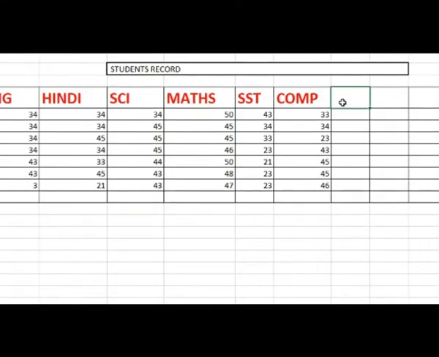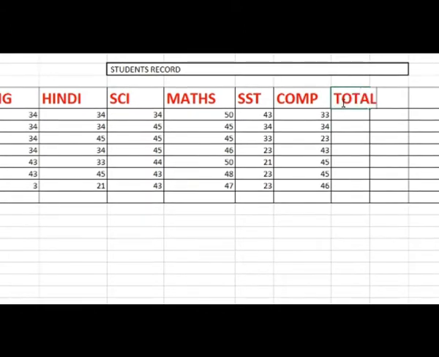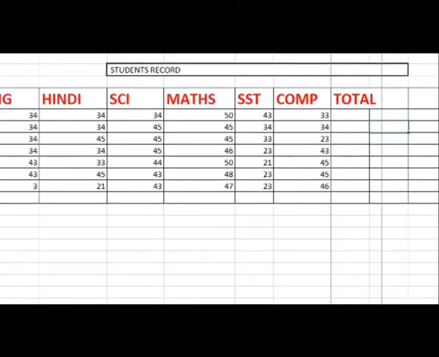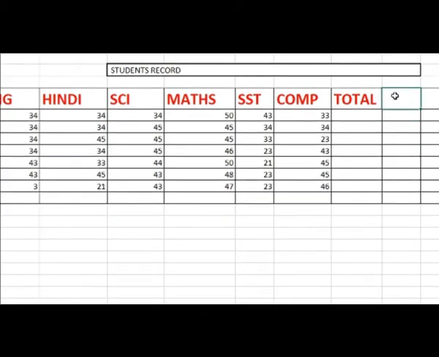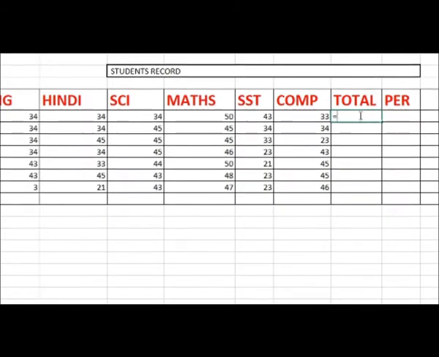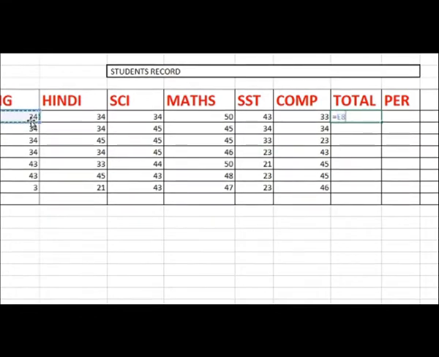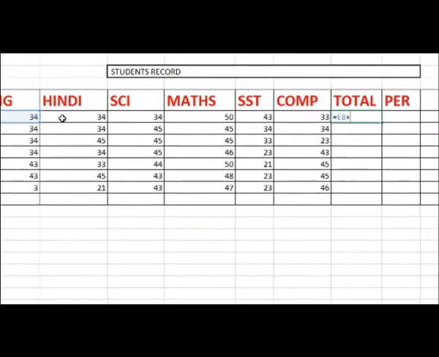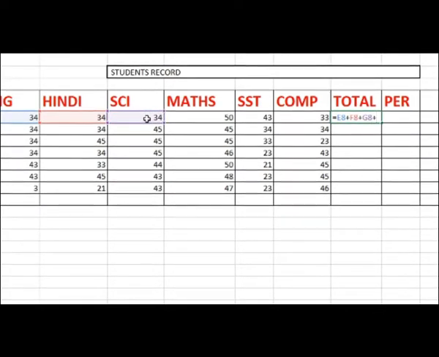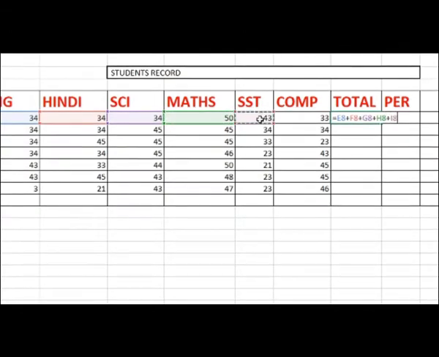Now here you will put total and extend the column size. Then here we will find out percentage. So for total, one way is we have learned to create your formula. It starts with the equal to sign, and then keep on selecting a cell with a plus sign, then another cell with a plus sign, again another cell you select and put a plus sign, again one more cell and put a plus sign.